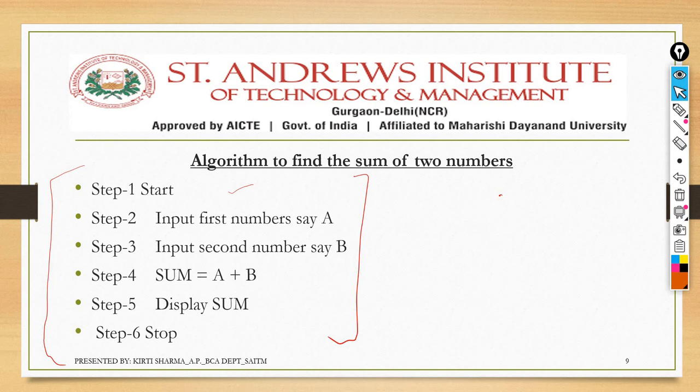Okay, so step 1, we consider this as the starting point. Next step, you have to take the first number, say a is that number. In the next step, you take another number. Of course, to find the sum of two numbers, you need two variables, and in the third variable, sum, you do the addition and store the resultant value. At last you display the value of the sum on the screen, and last you have to stop. Of course, if you are starting, then you have to stop.